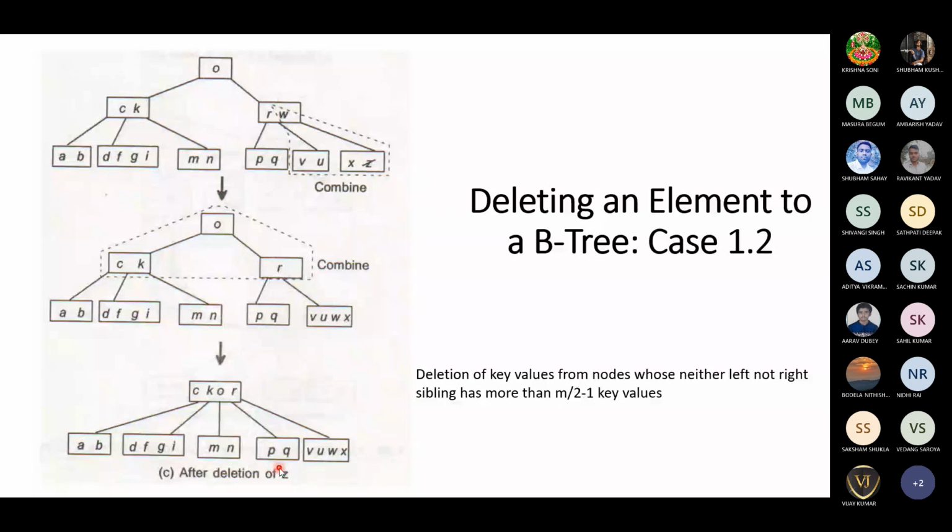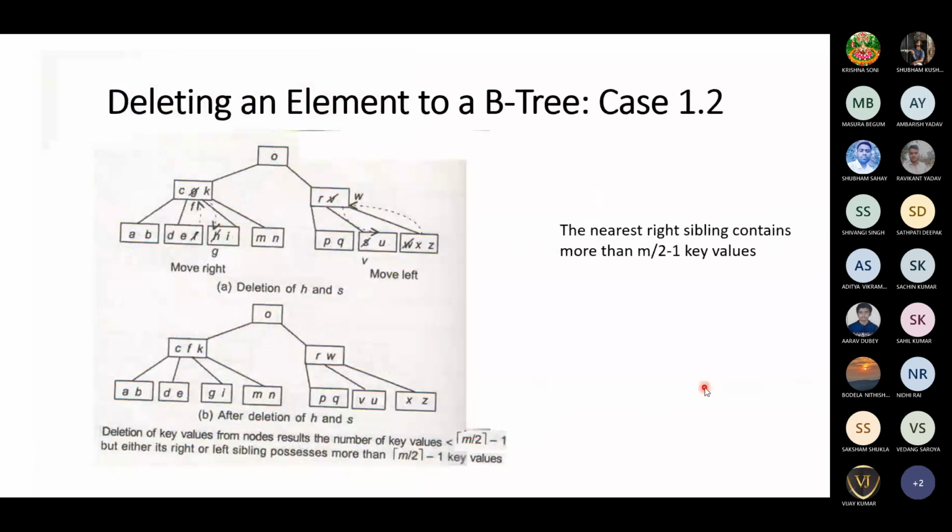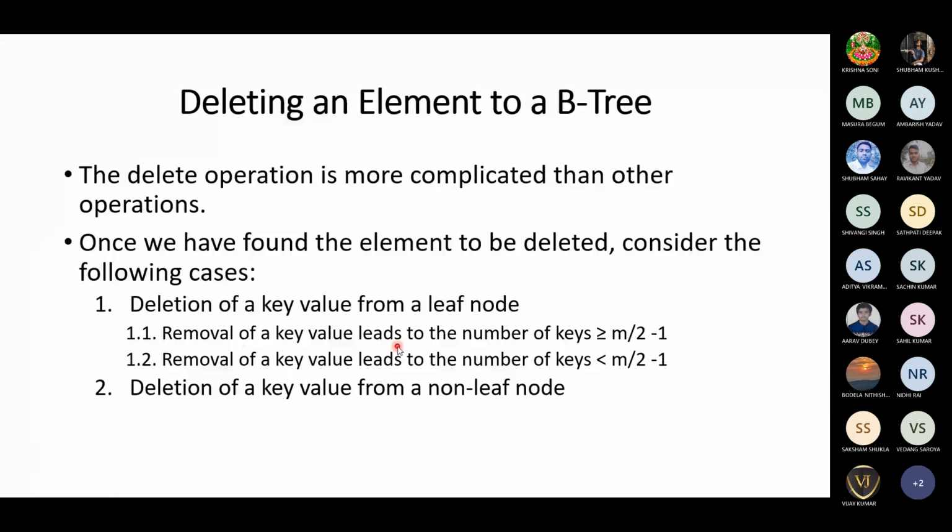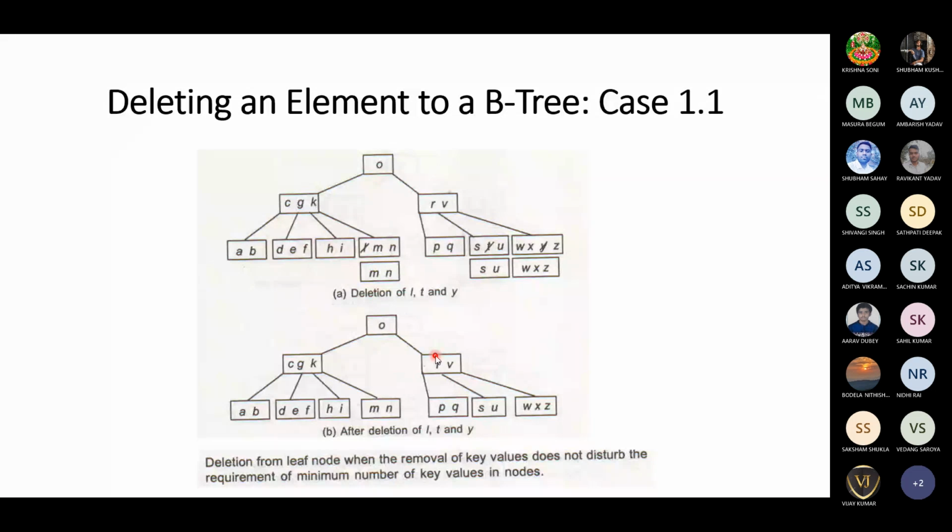Okay, that's the tricky part. You have to pay attention. It depends on deletion of the key values of the node. It depends on these two cases. Removal of a key value leads to number of keys greater than or equal to m by 2 minus 1, or removal of the key values leads to keys less than m by 2 minus 1. Depending on this case, we have to construct the B tree again.